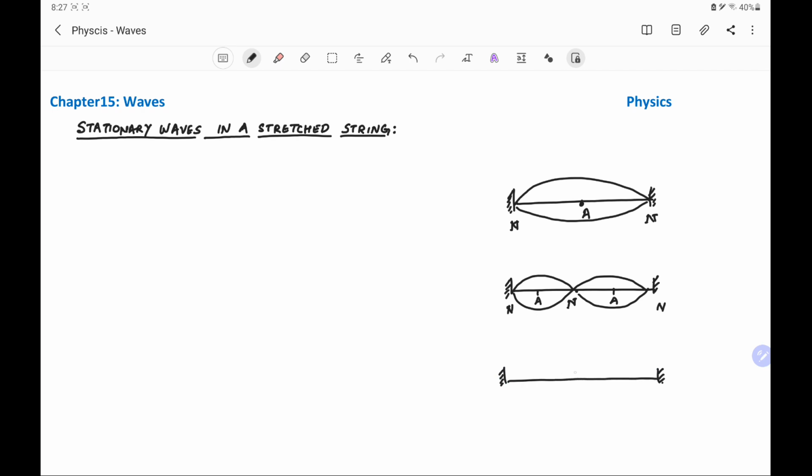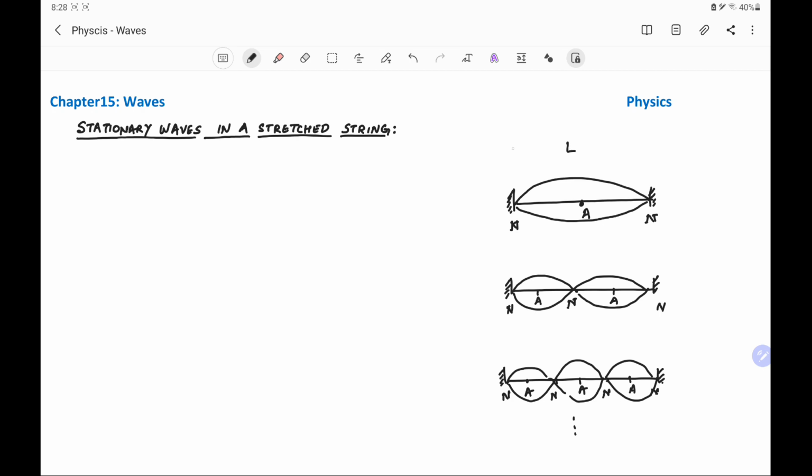Suppose we see three loops, then at the fixed end there will be a node, and in between these two nodes there are two other nodes, and there are three loops of oscillation, and between two nodes there will be an antinode. Similarly, the string may oscillate in n number of loops.